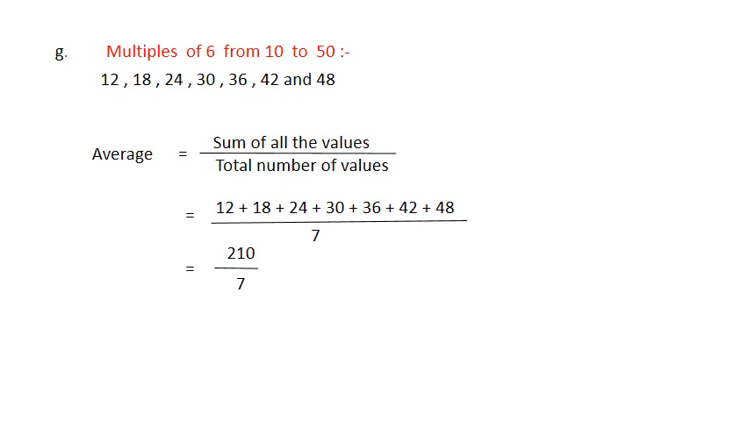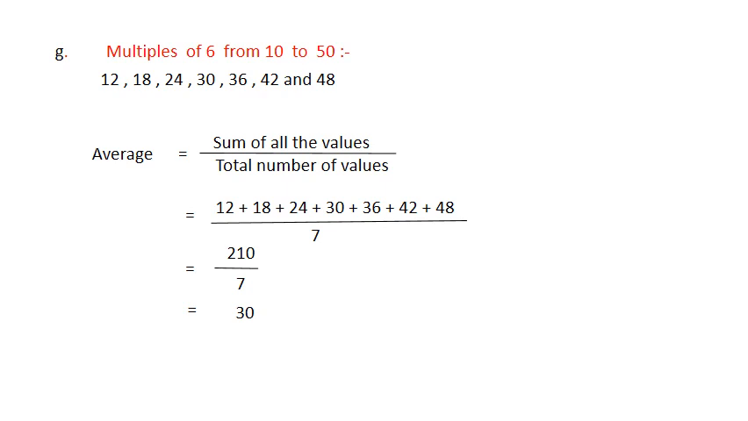Okay, so the answer is 210. 210 divided by 7. So just divide using the 7 table. How much? 7 threes are 21 and 0. 7 zeros are 0. So your answer is 30.